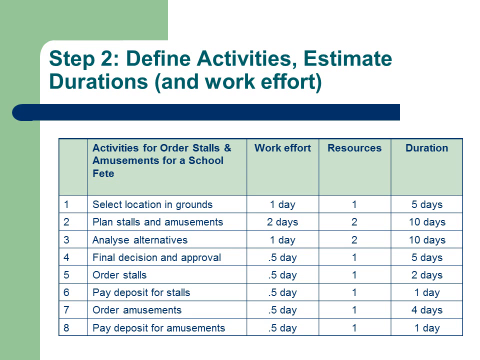In this diagram you will see that each activity is numbered in the left-hand column. Firstly, we must select the location in the grounds and start planning, activities 1 and 2. We may need to analyze alternative layouts and different types of stalls and amusements, activity 3. Once we have made a final decision, we must then obtain approval from the headmaster, activity 4. The stalls and amusements must be ordered and deposits paid, activities 5 to 8.